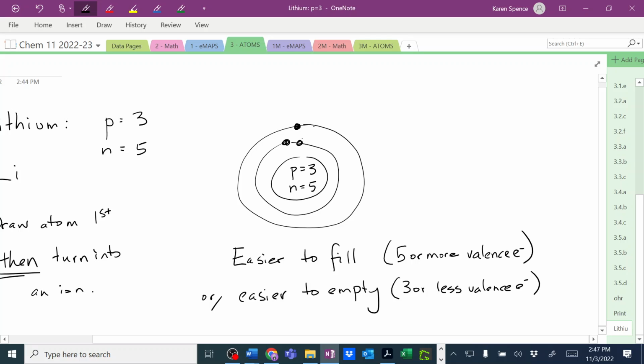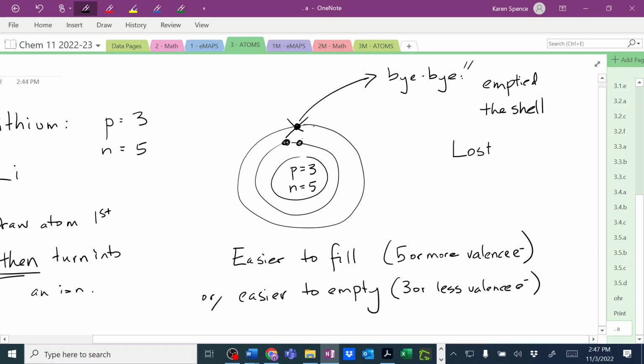So, we are close to empty here, yes? So this electron is going to go bye-bye. All right, off it goes. We have emptied the shell. And in emptying the shell, we lost 1 electron.